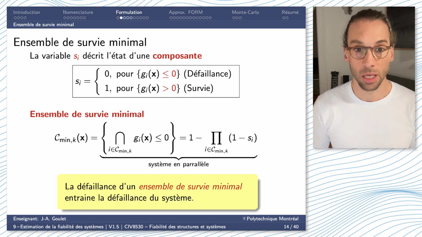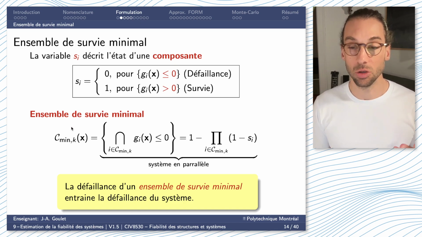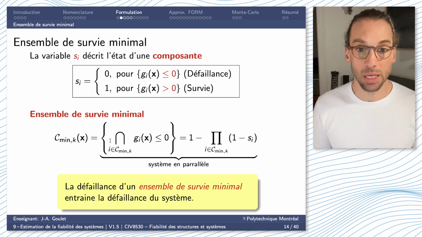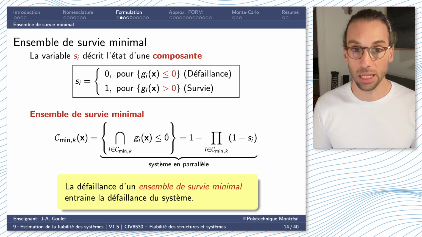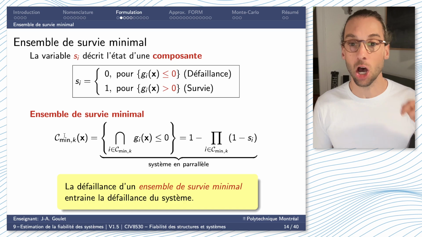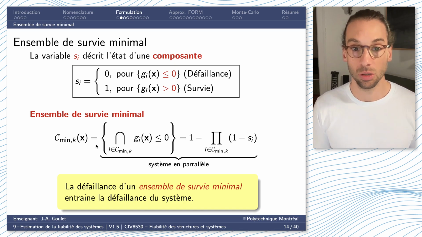So let's again consider the state variable for a component being 0 for failure, 1 for survival. So we can express this using a minimal cut set as being the intersection of the limit state function being lesser than 0. So in a minimal cut set, all the elements must fail. So I can express this minimal cut set as 1 minus the product of 1 minus Si. Remember, Si being 1 is survival. So if I want the failure, it's going to be 1 minus Si to get 0.